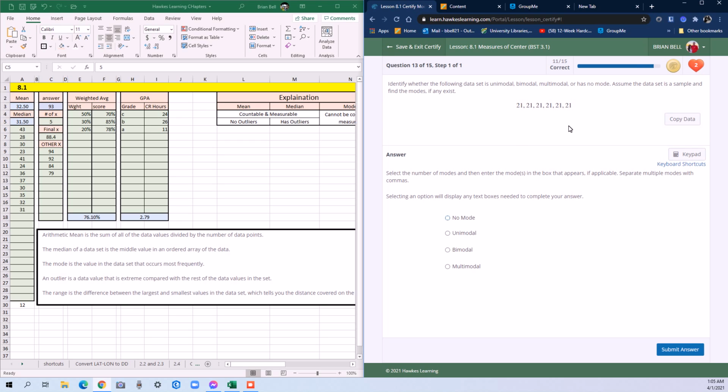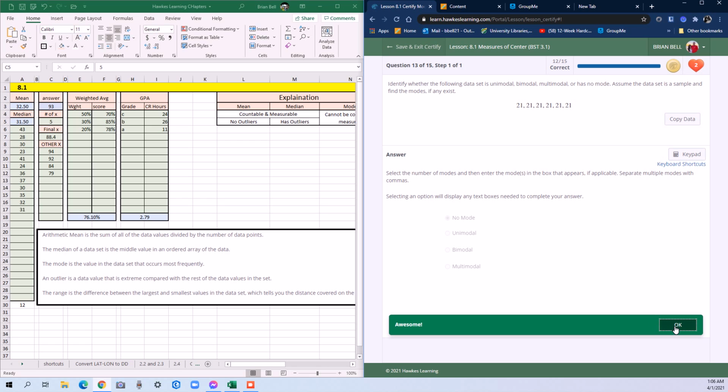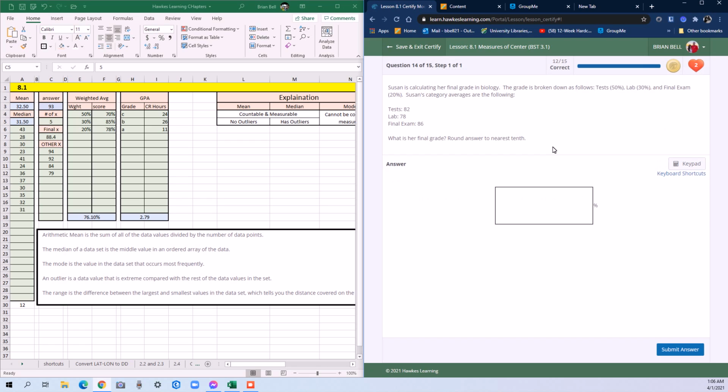Okay, so this is one of the examples of no mode because it's all repeating. Okay, all right. Well, we'll just keep going. Why not?